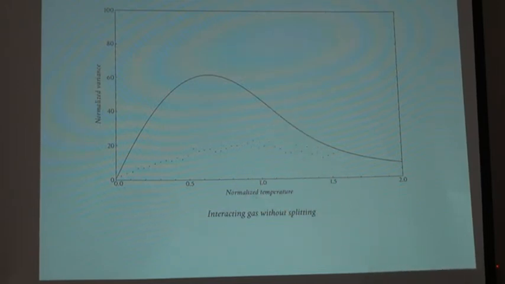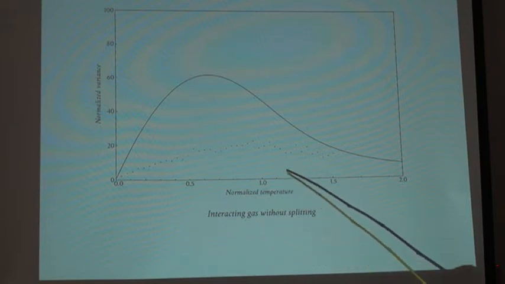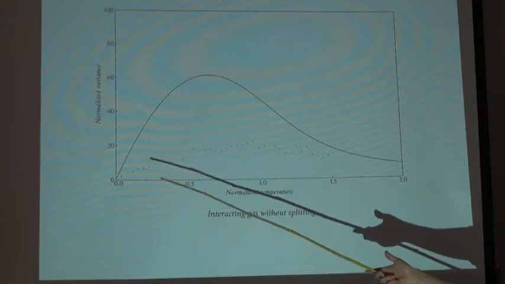How many alphas did this calculation involve? It depends on the temperature. Roughly how many? Here maybe 100, here maybe 5, 10.